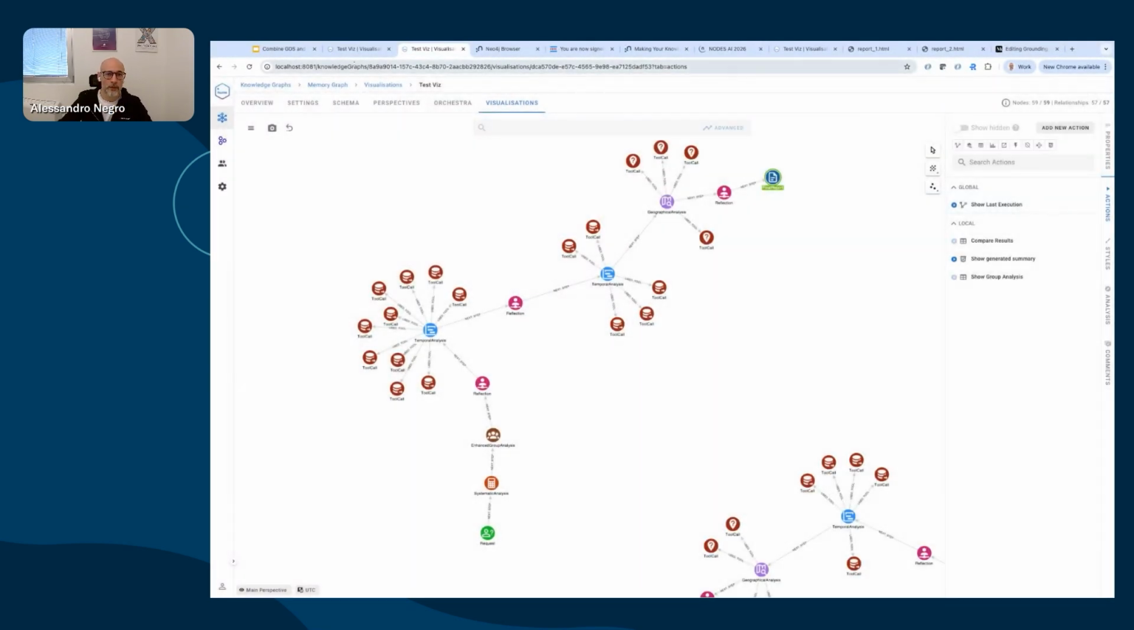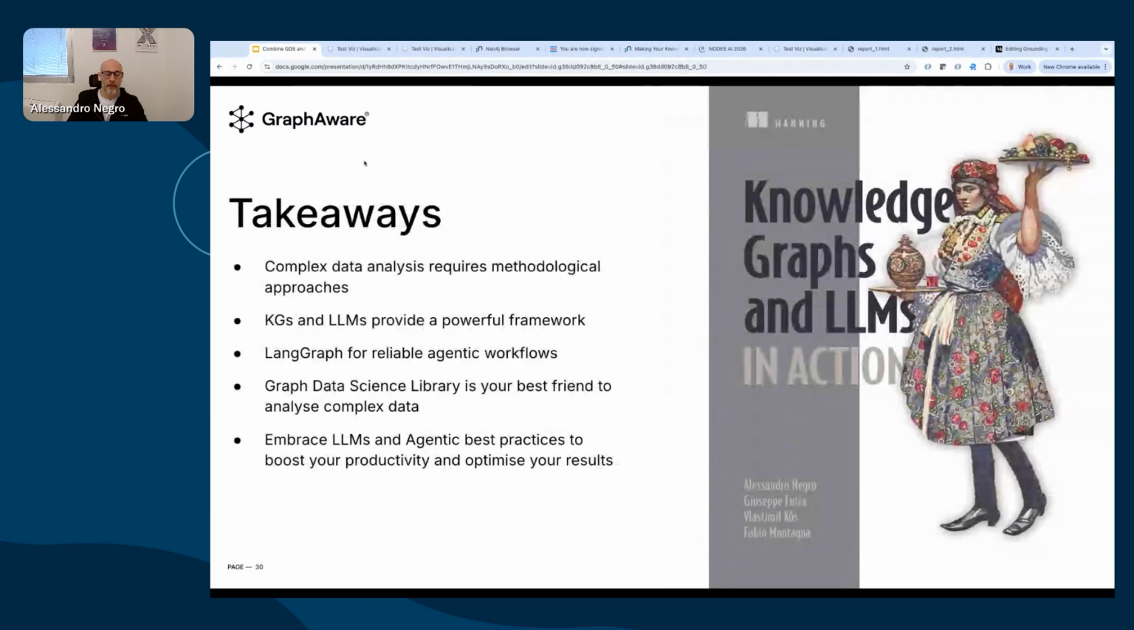So with this fun example, I would like you to bring home a few key concepts. First of all, as we have seen, complex data analysis requires a methodological approach, where you have, like in our case, different steps or different phases. For each phase, you really organize not only a mechanism to process this data, but also a mechanism to evaluate the quality of the final result in a very systematic way.